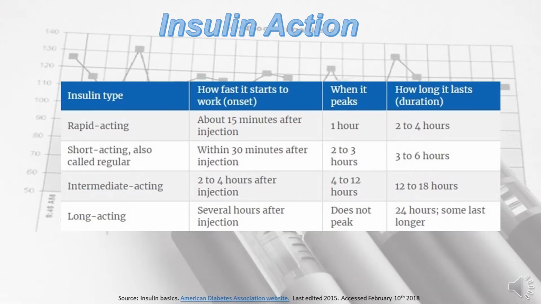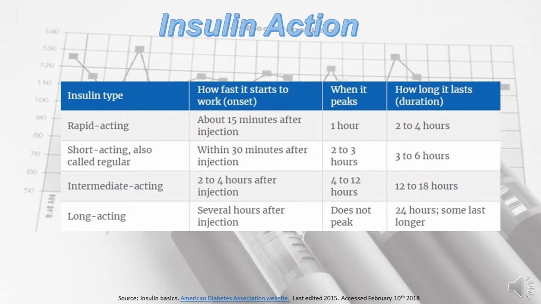In this slide you can see how the characteristics of insulin come together with different kinds of insulin. On the top you can see rapid-acting insulin. It onsets about 15 minutes after the injection, peaks 1 hour after the injection, and lasts 2 to 4 hours in the bloodstream. The short-acting, also called regular insulin, starts working 30 minutes after the injection. It peaks 2 to 3 hours after the injection, and it lasts 3 to 6 hours in the bloodstream.